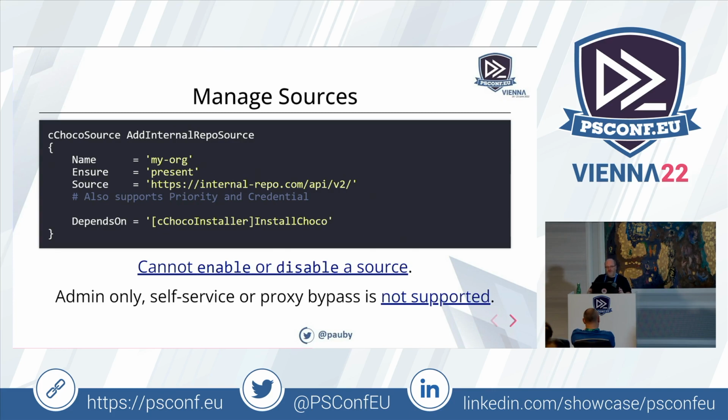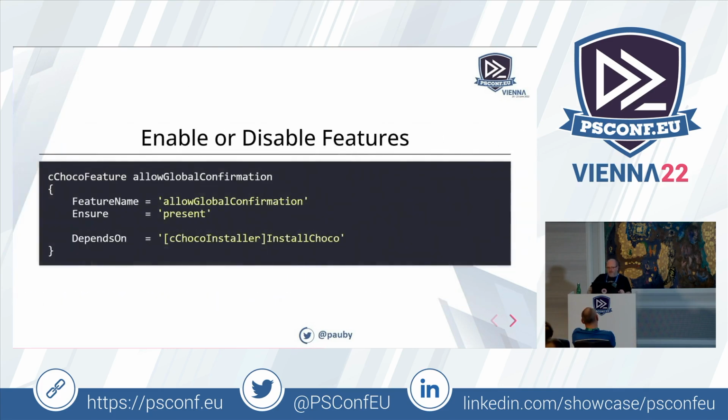And again, when you're managing sources with Chocolatey, there's different options you can add. Admin only is there, self-service and proxy bypass. You can do that from the Chocolatey command line. But you can't do it with the DSC resource either. Again, I'm not sure why those ones weren't added in, because they're fairly important for an organisation. So again, I've raised another issue for that, and we'll get something done about that. But you live and learn.